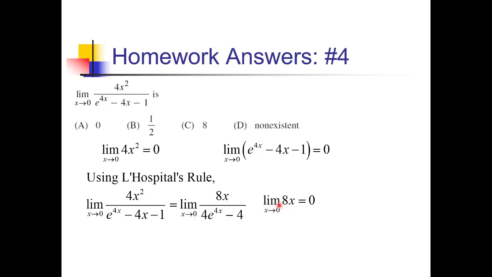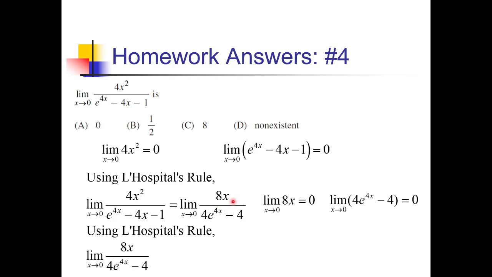The limit as x approaches 0 of 4e to the 4x minus 4. That's 4 times e to the 0, so 4 times 1, which is 4. 4 minus 4 again gives us 0, so we've got indeterminate form again. Well, that means we can do L'Hopital's rule again. So we've got this intermediate limit here.